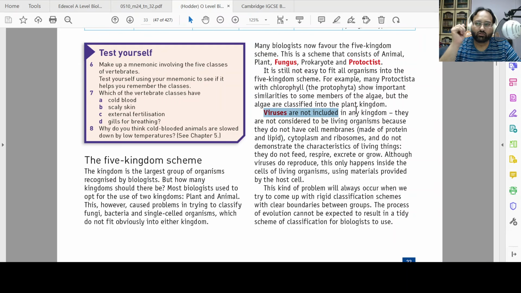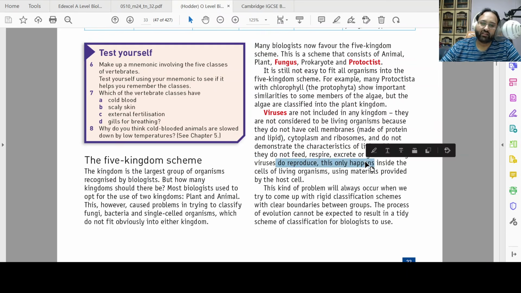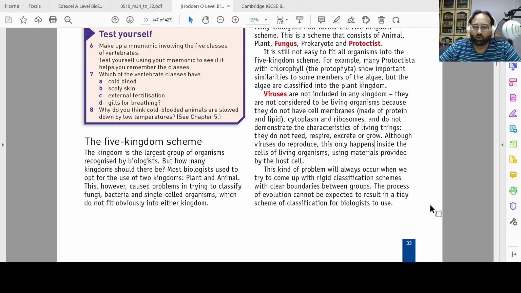So the first debate is whether viruses are considered to be living organisms or not. Also, they don't have proper cells, so they don't have cell membranes, cytoplasm, or ribosomes. They don't feed, respire, excrete, or grow, and they only reproduce when they infect another living organism and take over its cell and machinery, its mechanisms. So these are problems with classification.